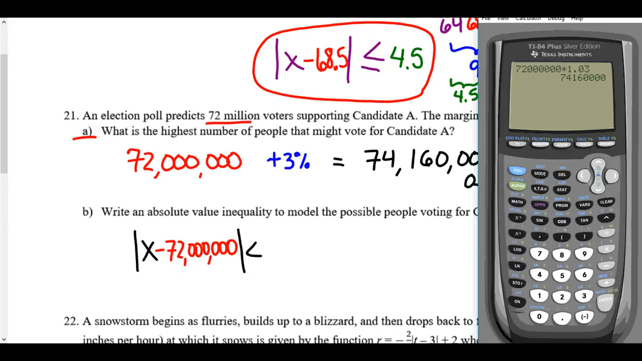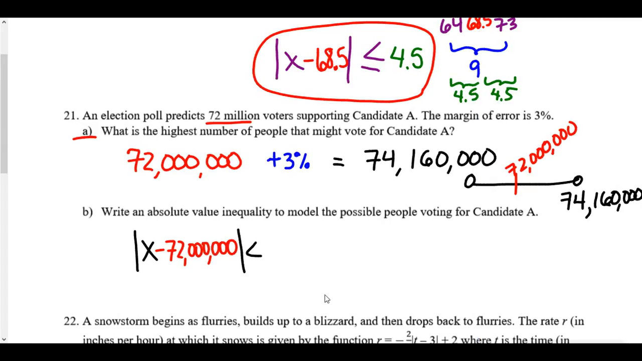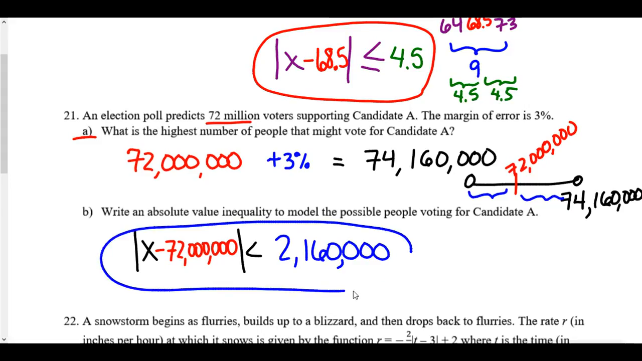Well, 72 million times 0.03. This is just really the difference, the 2,160,000. But again, you could use your calculator for it. That's fine. I've got 2,160,000 because that's how far I went out in either direction. So there's my inequality. I think you could make an argument for whether it could be an equal to or a less than. It doesn't matter to me.